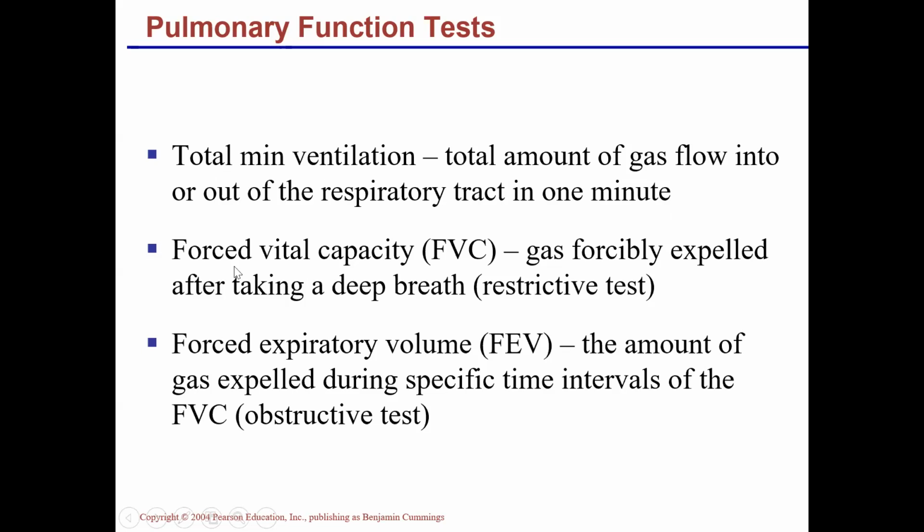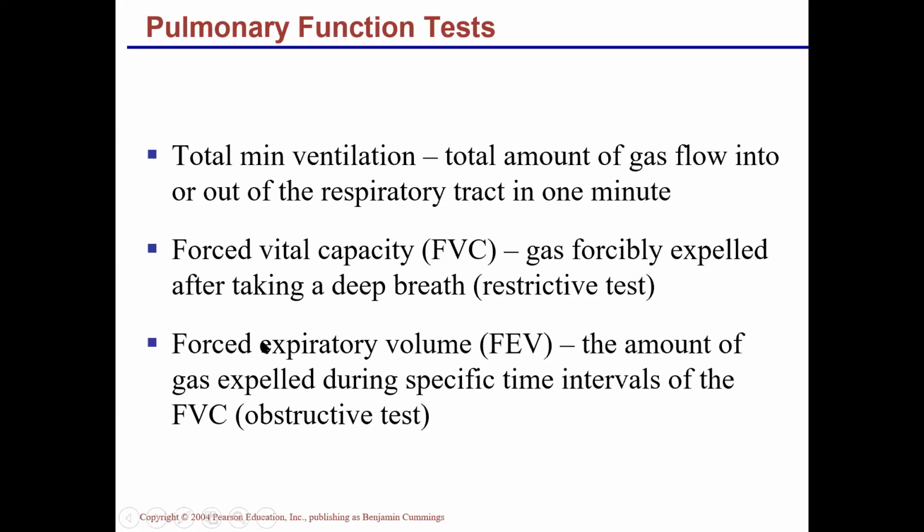The next one is called forced vital capacity, the gas forcibly expelled after taking a deep breath. So the air is coming out, and there's no time limit. You just try to blow out as much as you can. This is the maximum volume of air you can blow out. It can be used to test for restrictive problems. If your lung for some reason is damaged, then it holds less air, and this number will be small.